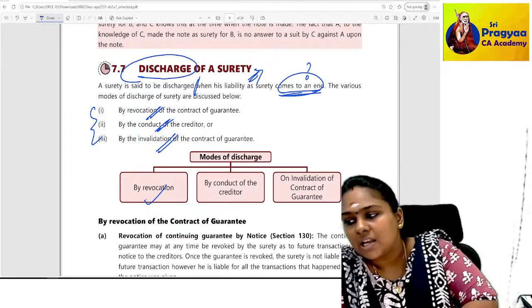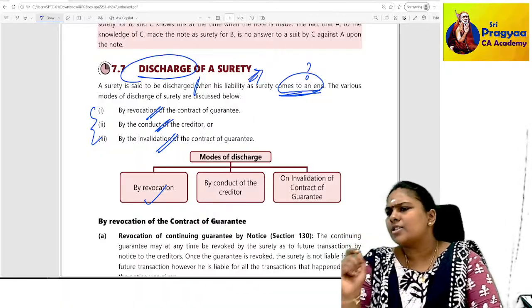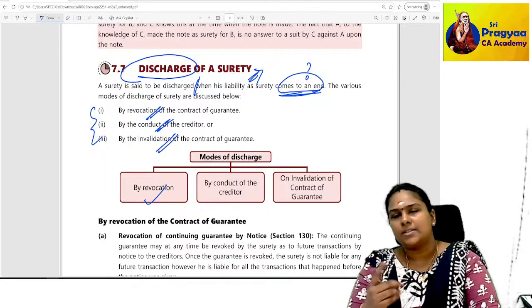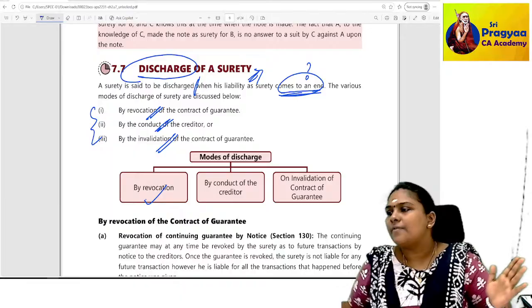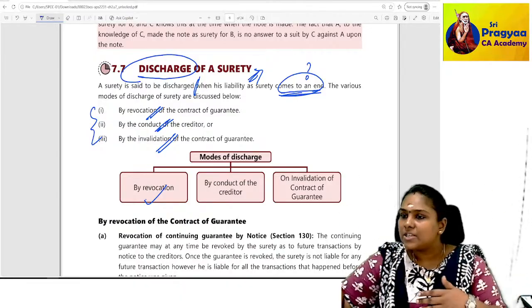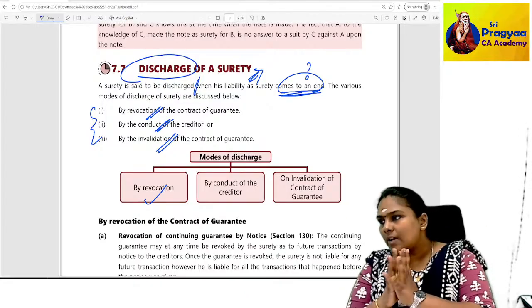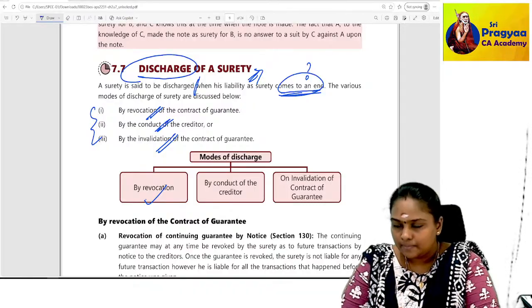Specific guarantee க்கு meaning என்னமா? That you are giving guarantee for a specific transaction or a specific debt, or particular loan or particular transaction. Continuing goes for a series of transactions, which means over a period of time, say 3 months or 1 year or 2 years. So in case of a specific transaction, when can you revoke the particular surety?